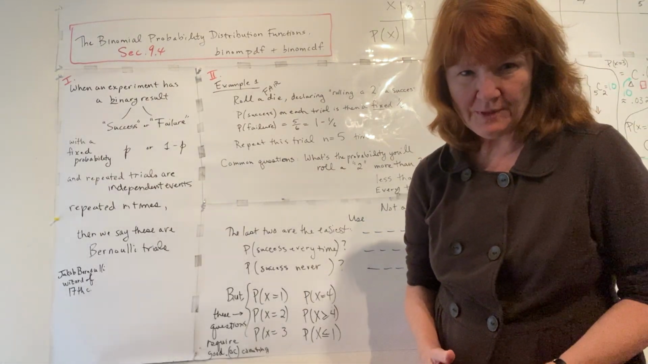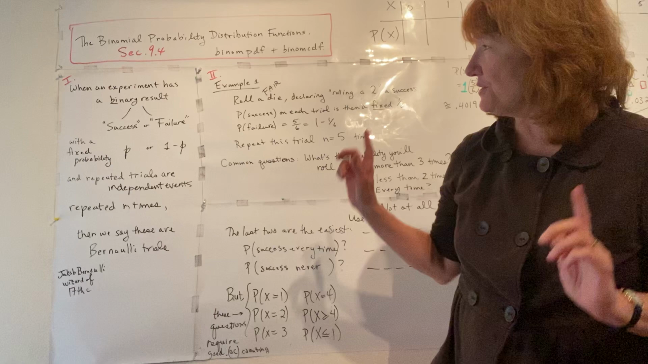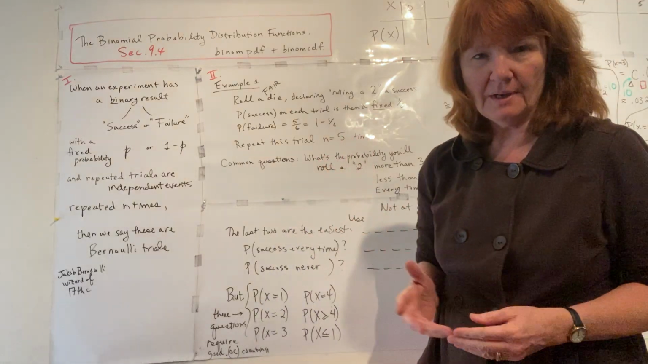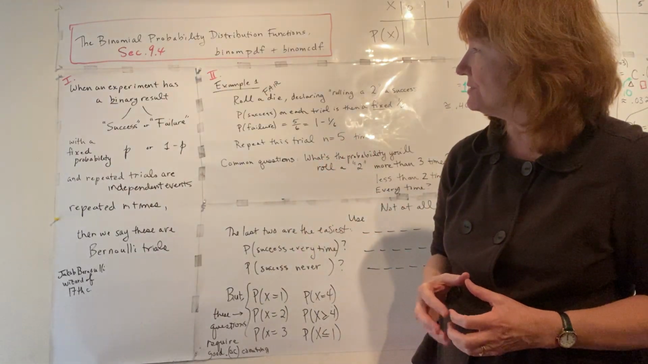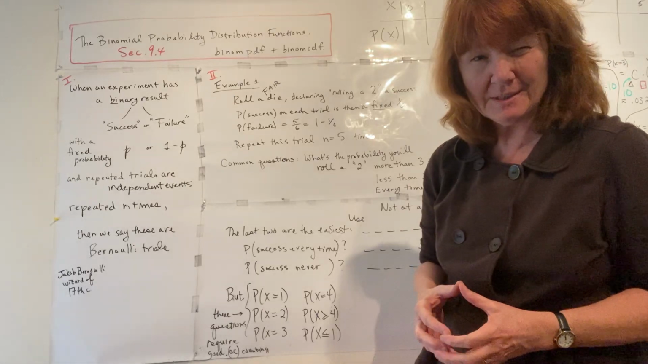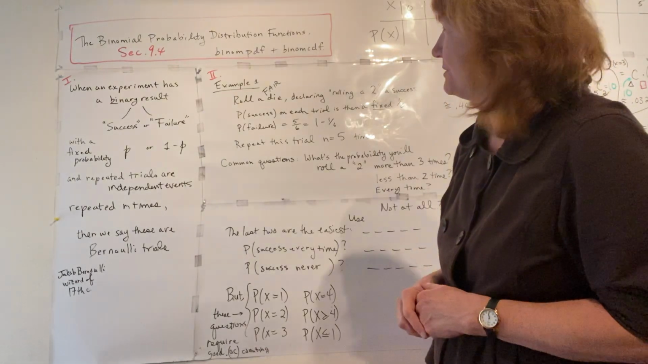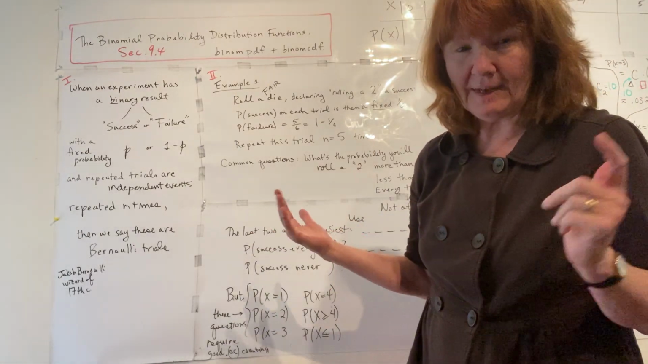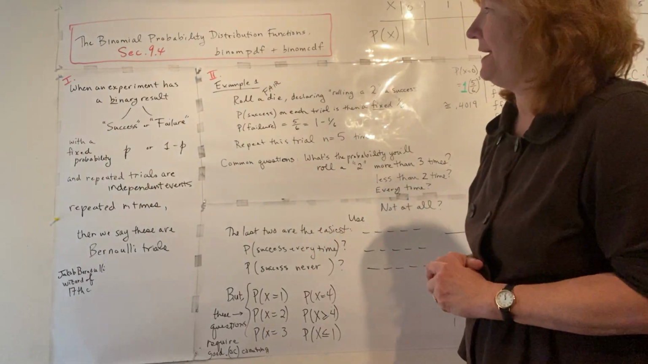Okay, Math 1324 students. We're going to talk about section 9.4, which has got the strange title Binomial Probability Distribution, which might seem, where'd that come from? So let's talk about that.